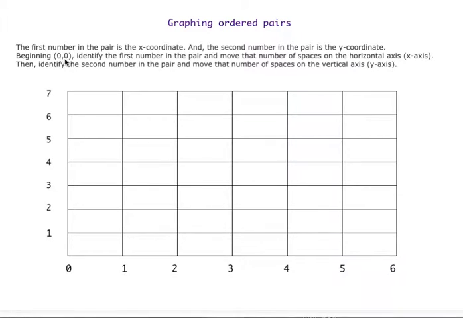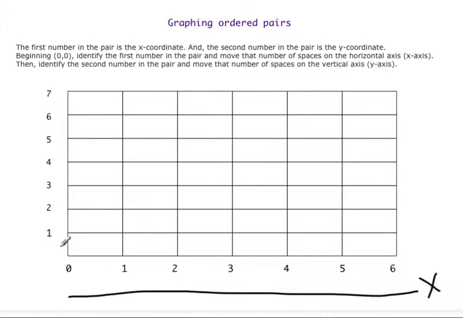You can see that the ordered pairs are going to be written like this, in order, X being first, Y being second, surrounded by parentheses. The X-axis moves along the line horizontally, so this would be the X-axis, and the Y-axis goes vertically up and down, so this is the Y-axis. The X-axis goes from 0 to 6, and the Y-axis goes from 1 to 7. You first say the X-axis, and then you say the Y-axis.